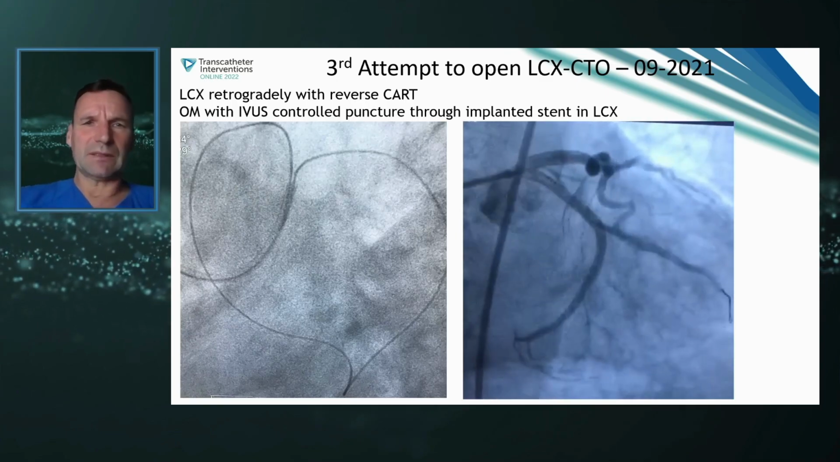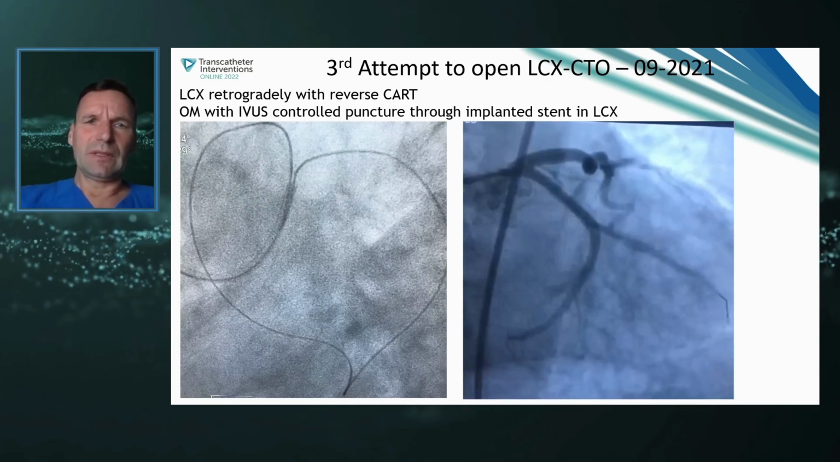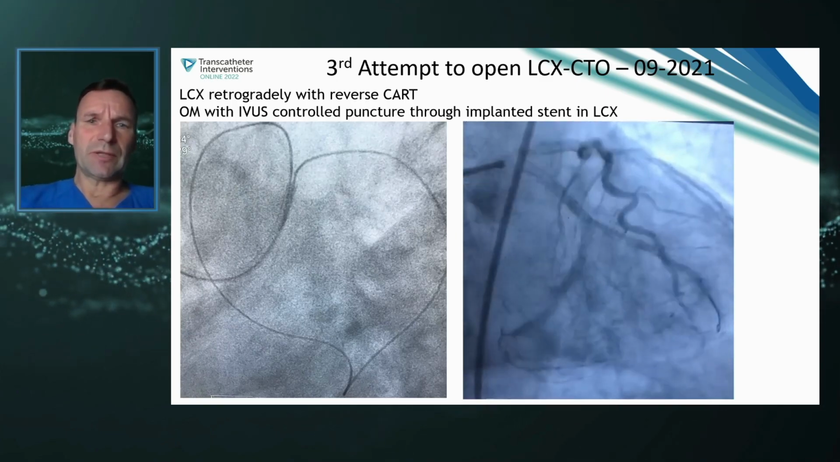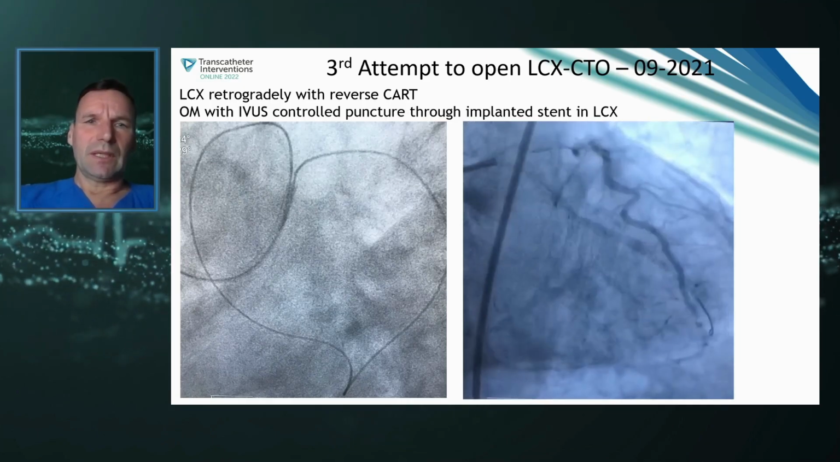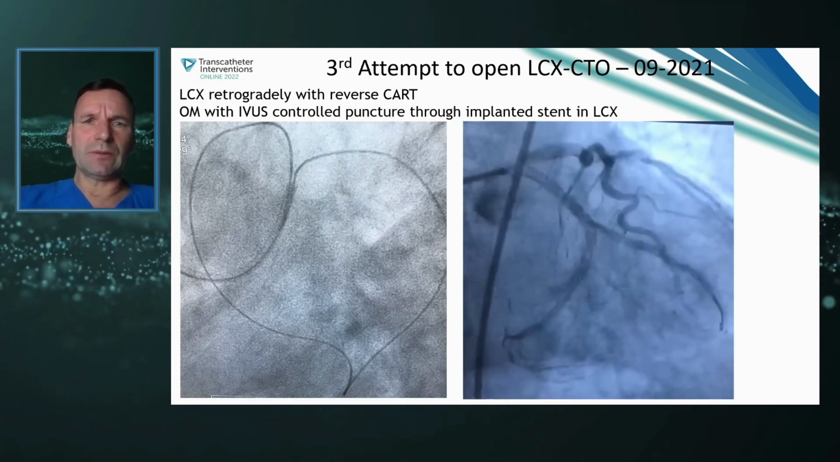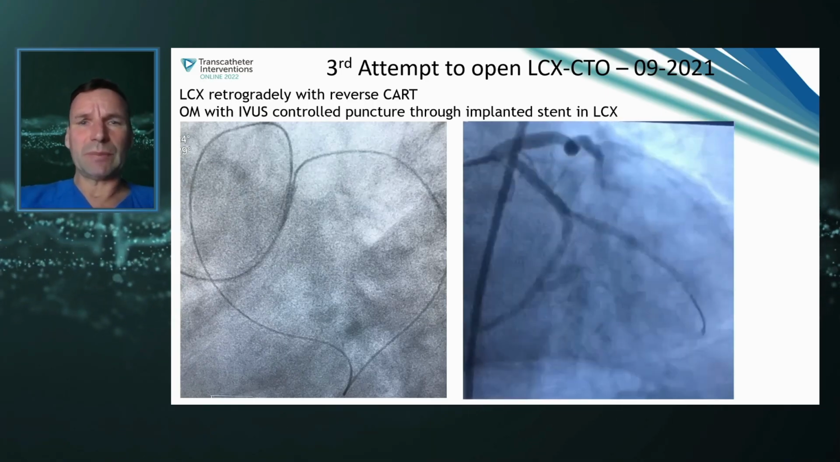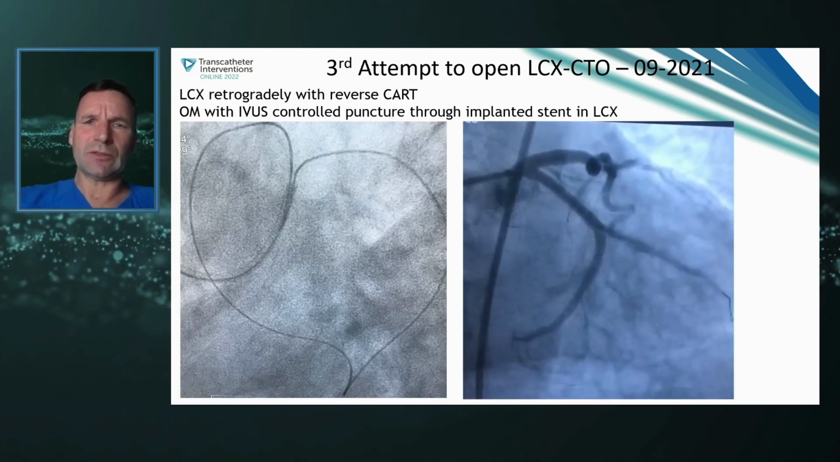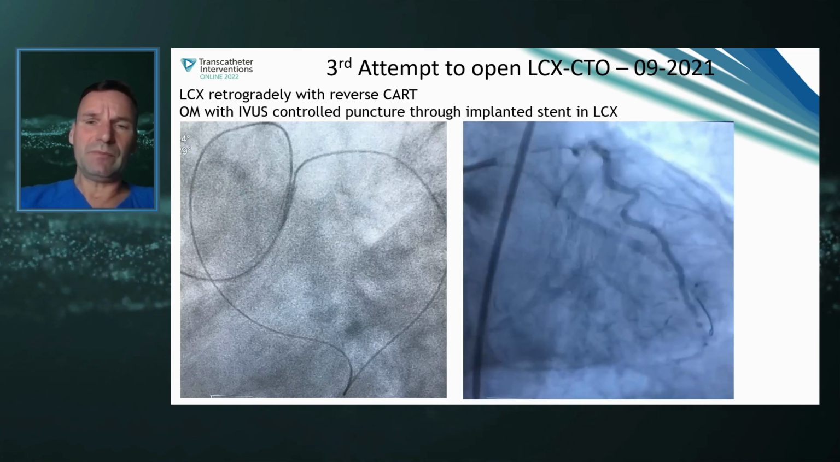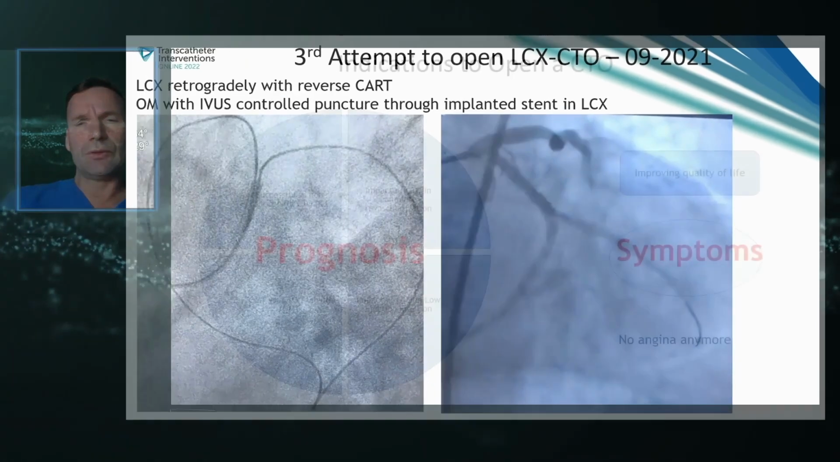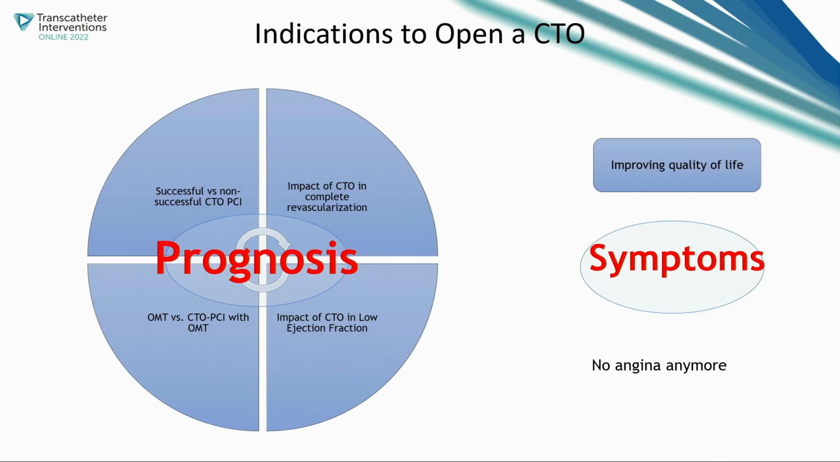Another 8 weeks later, we did it, and this time the LCX was retrogradely recanalized with a reverse CART, and the obtuse marginal, we did a controlled puncture through the implanted stent in the left circumflex, and this is the final result, as you can see it here. It's a huge vessel, and the good news also is that this patient had no symptoms anymore at follow-up.